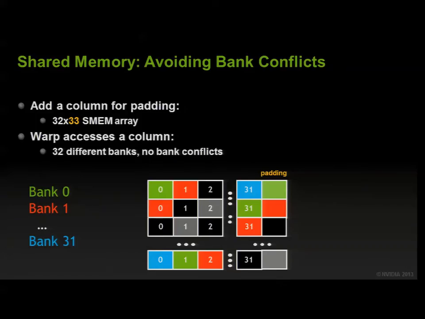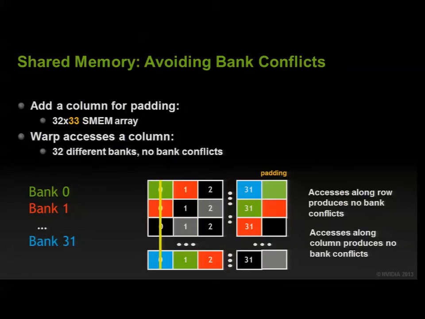Okay? So now when you're writing along the rows, you're touching 32 different banks. And when you're writing along the columns, again, you're touching 32 different banks. So this is a very simple trick where you're wasting a little bit of memory, but you're avoiding the aliasing of your addresses when accessing shared memory. Yeah, I mean, that's the key. That's one of the key optimizations there.